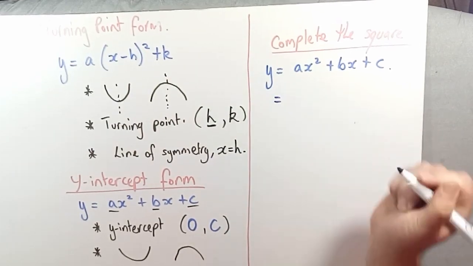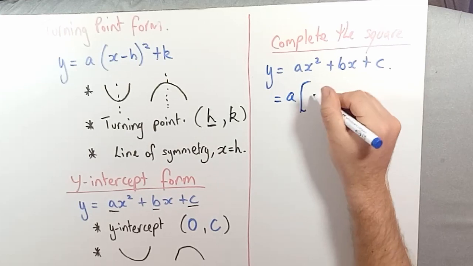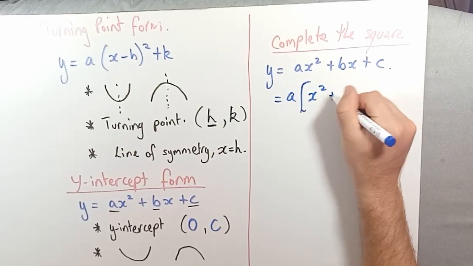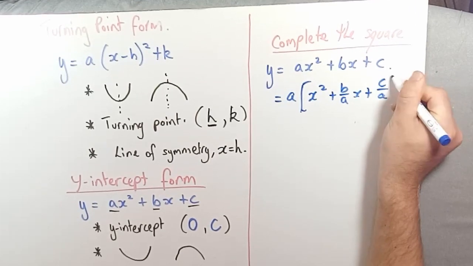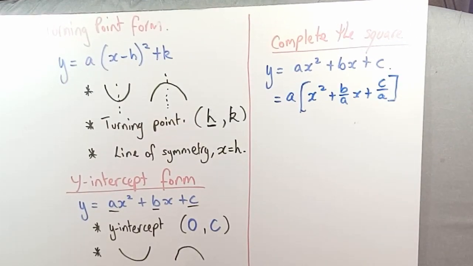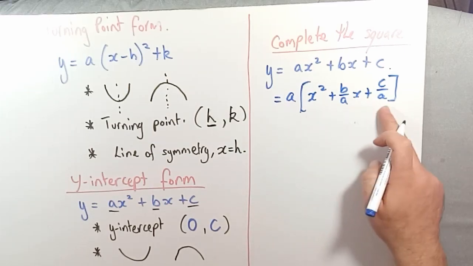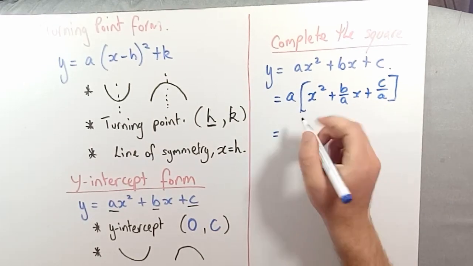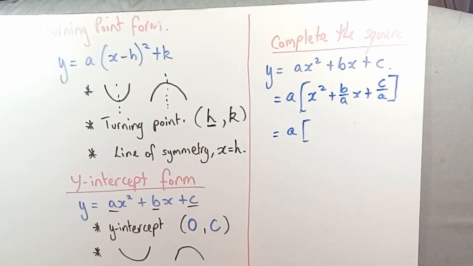So what do I get? Firstly, I'm going to take out the a as a common factor of everything. So I'm going to get b on a, x plus c on a, like that, okay? And then I'm going to do my complete the square just on this bit. So what am I going to get?